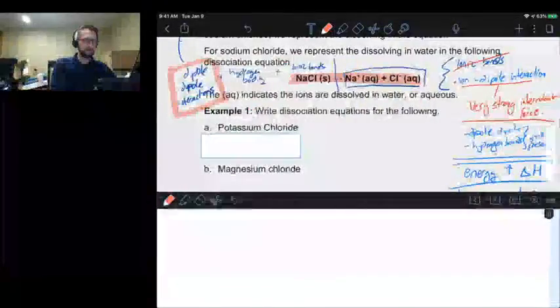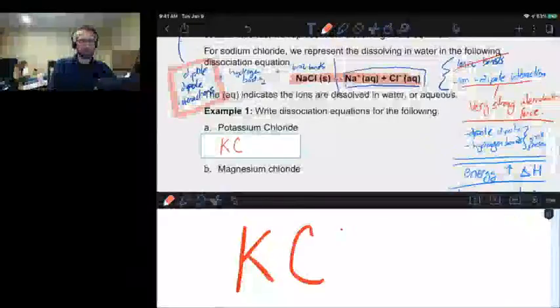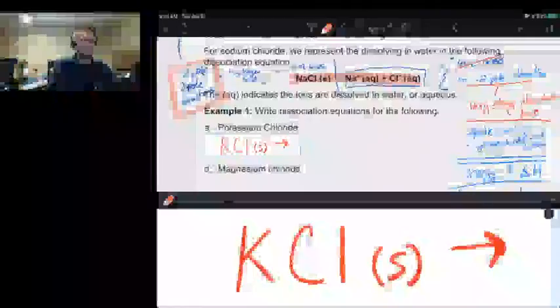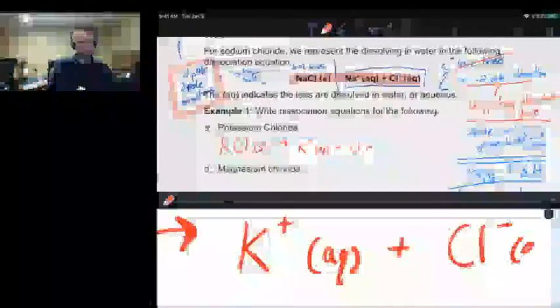So, potassium chloride. Notice that this lesson is also trying to test whether you remember how to write your ionic formulas, or write a formula based on the ionic name. So KCl will break apart into K+ (aq) plus Cl- (aq). In fact, almost all of these single charged ions break apart very easily.